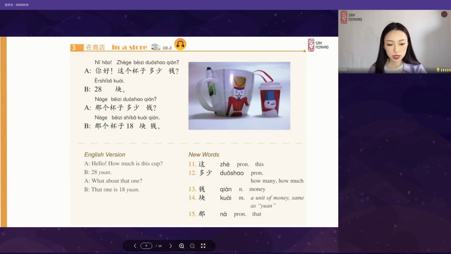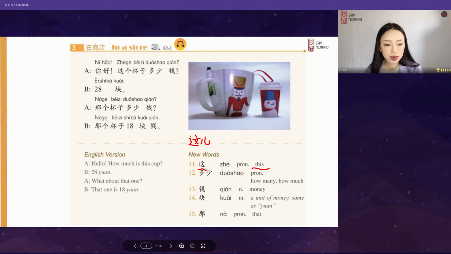Now let's move on to our last text, text 3. First, let's see the new words as usual. The first new word is 这. Read after me, please. 这 actually is not that new for us. We've come across it before. It means this, okay, this. And when we say here, we've learned it is 这儿, okay, here.